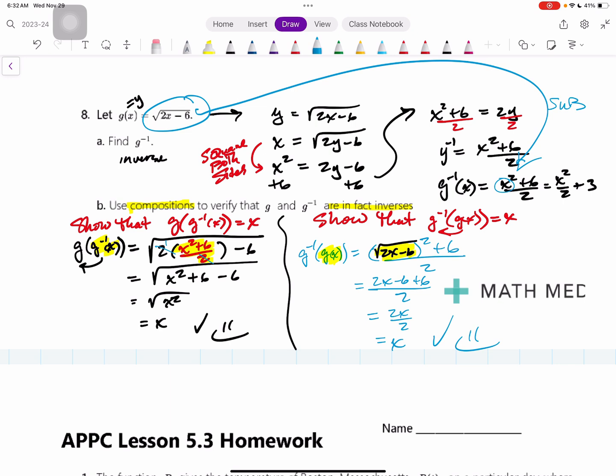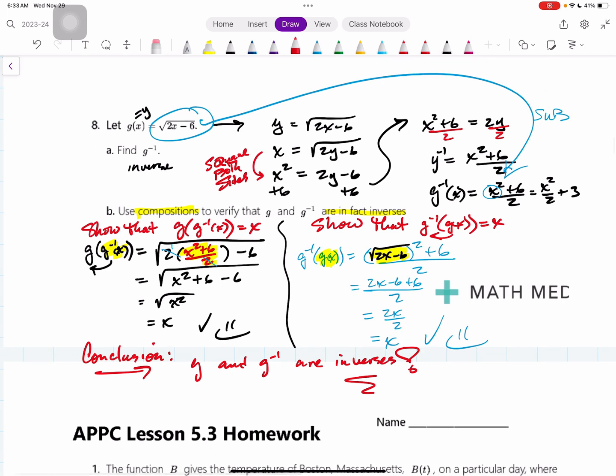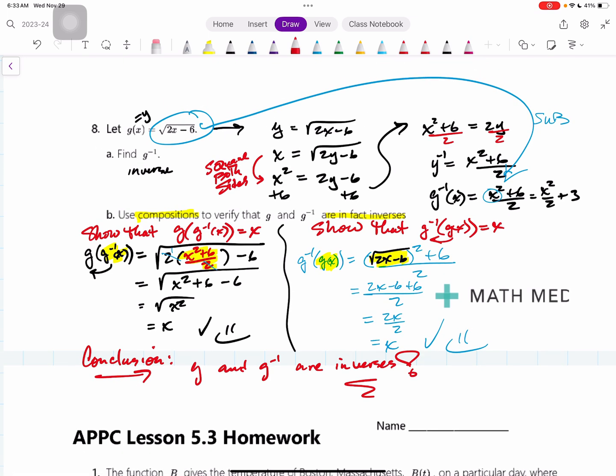So this tells me right here, the conclusion right now, there you go. Okay, not F, we're dealing with G, sorry. All right, so G and G inverse are inverses. That's what it tells me, all right, because I did both substitutions. I ended up with x in both cases here, and if that happens, you just proved, okay, not verified, you just proved that the functions are in fact inverses.